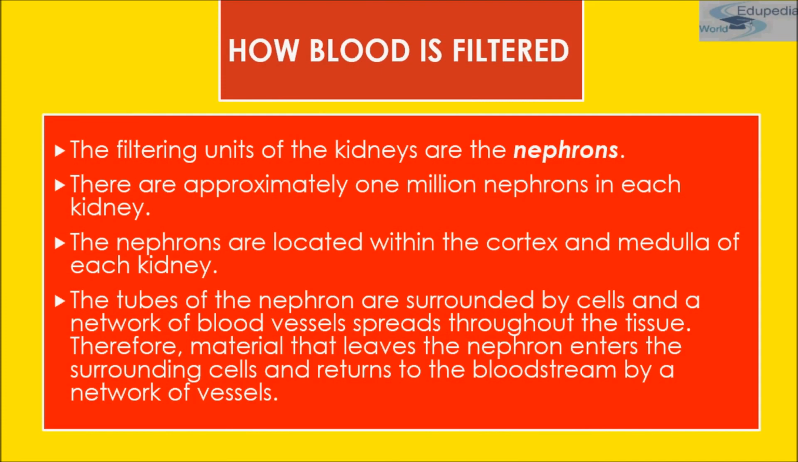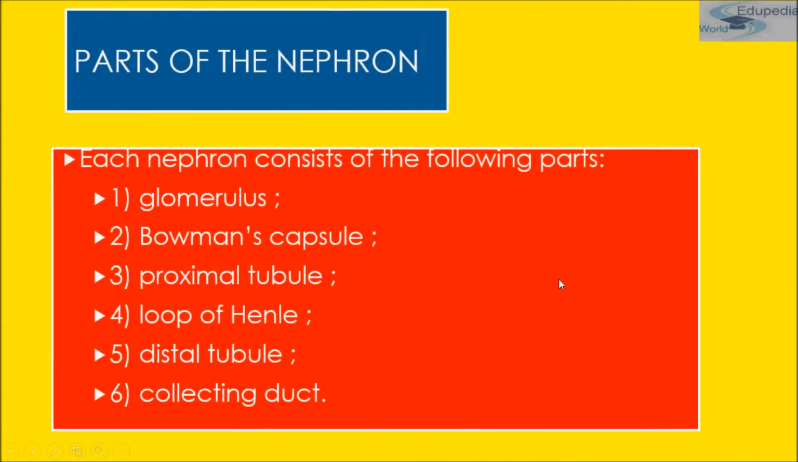The filtering units of the kidney are called nephrons. There are approximately 1 million nephrons in each kidney. The nephrons are located within the cortex and the medulla of each kidney. The tubes of the nephrons are surrounded by cells and a network of blood vessels, which spread throughout the tissue. Therefore, material that leaves the nephron enters the surrounding cells, and it returns to the bloodstream by a network of vessels.